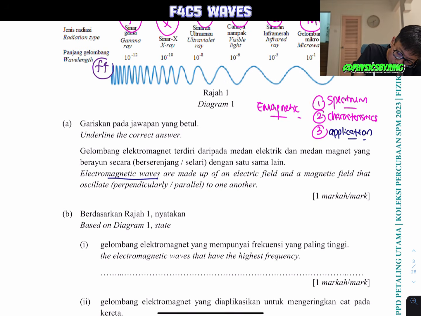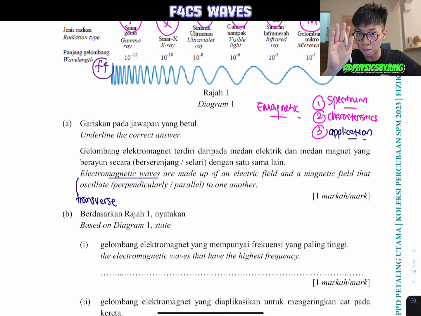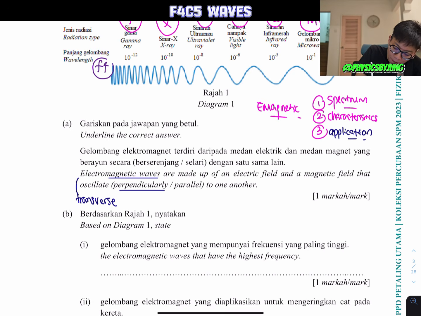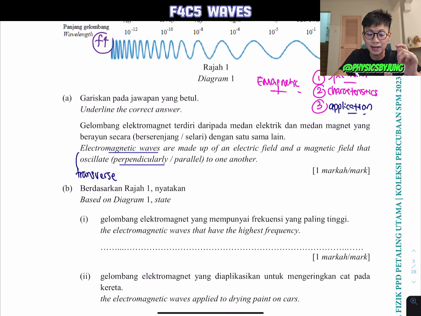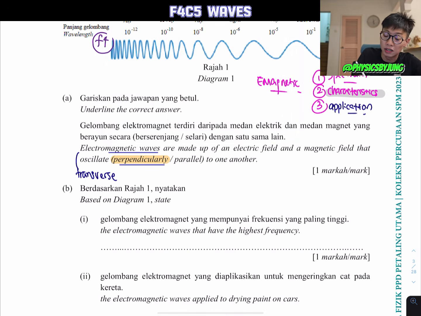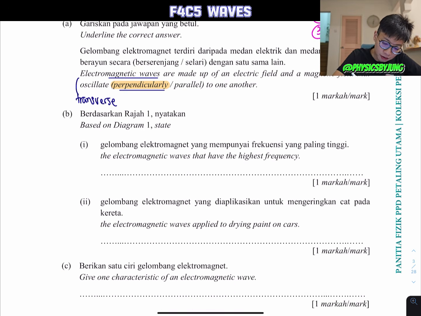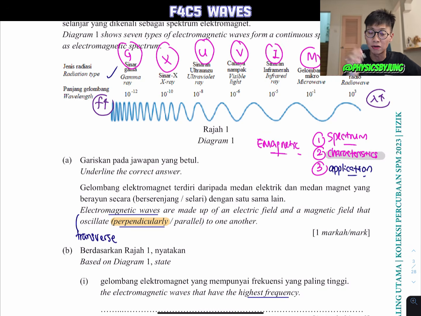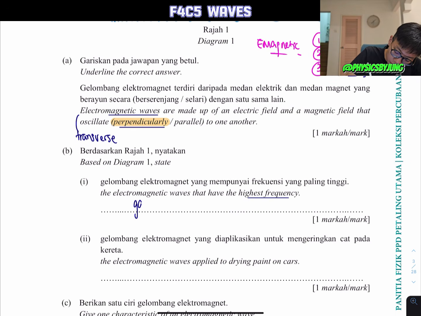They say electromagnetic waves are what? I told you electromagnetic waves are all transverse waves. Looking at the definition of a transverse wave, they all oscillate perpendicularly. This is why I said you need to know the characteristics, because the characteristics will tell you that it is perpendicular. Now, which one has the highest frequency? The highest frequency is your gamma ray. So the answer here is we're going to write gamma ray.